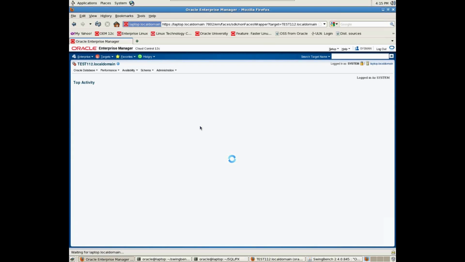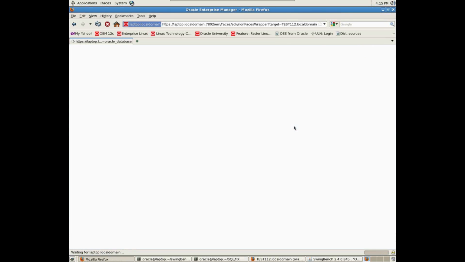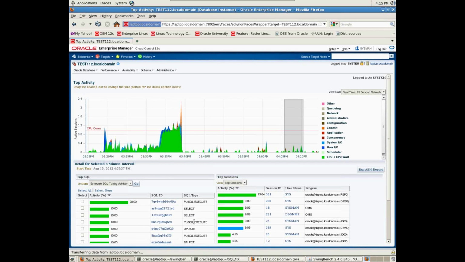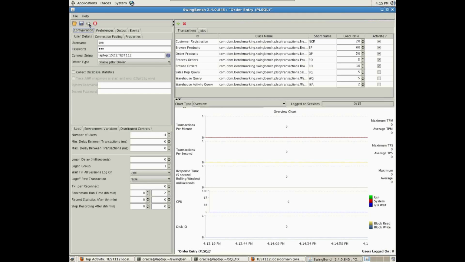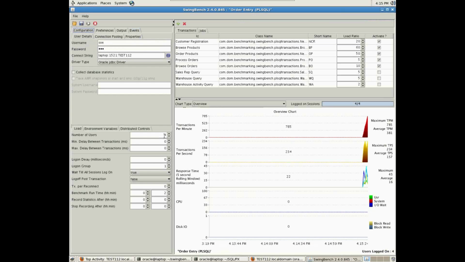In fact, even if I go over to a more recent period, there's stuff here which looks really interesting, which I should really dig into and investigate, right? Because I've got a bunch of sessions here and a bunch of SQL statements, and I should really go and try and analyze them. So what I'm going to do is kick off a quick benchmark using Swing Bench as I did before. This is going to be a 4-user benchmark, which I'm just going to run for a couple of minutes. Okay, so we've got 4 users here, there's no think time, and I'm just going to run it for 2 minutes.